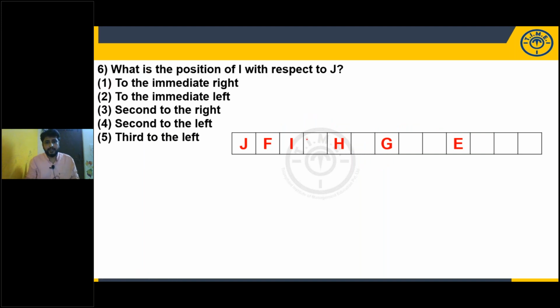What is the position of I with respect to J? First right and second right. It means from J to I we need to check. J to I. The arrow should be pointing towards I. So second right. Choice 3.